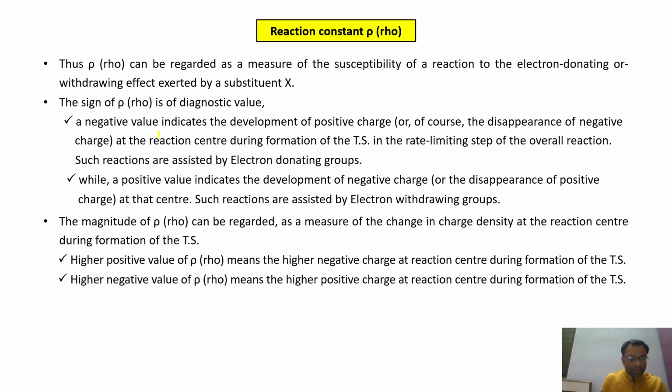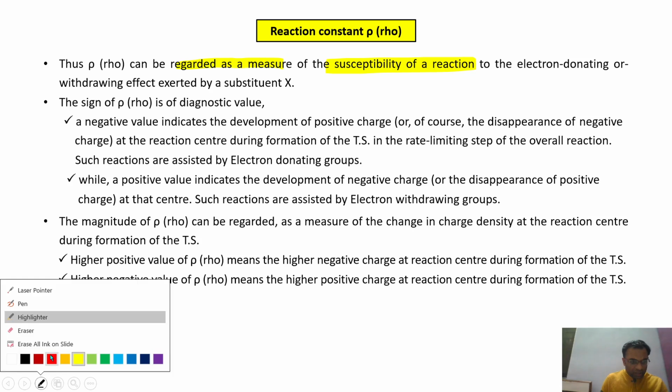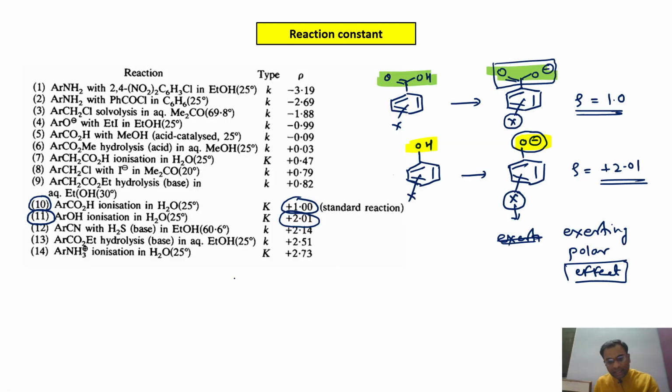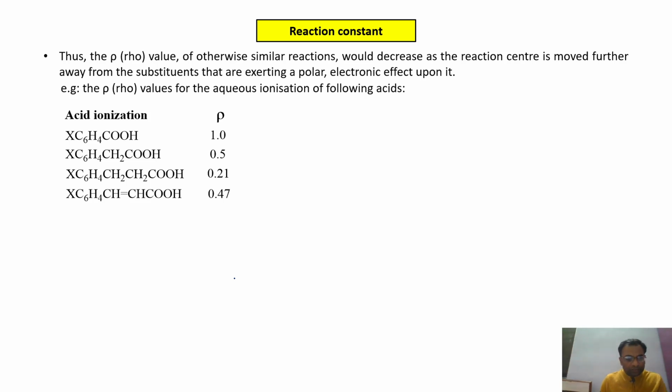So you can have this statement: the rho value can be regarded as a measure of susceptibility of a reaction. The more the susceptibility towards the electron donating or electron withdrawing effect, the more will be the rho value. The less the susceptibility of a reaction towards the electron donating or electron withdrawing effect, the smaller the rho value. Let's have another example.